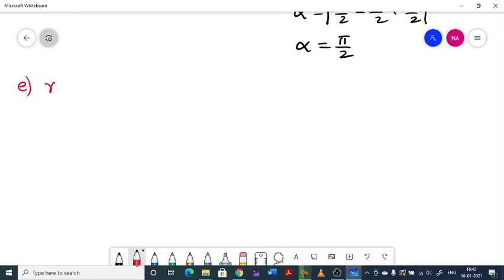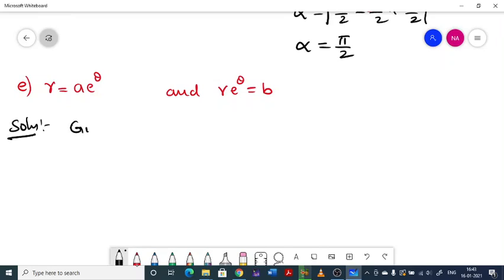r equal to a into e power theta and r into e power theta equal to b. Solution. Given r equal to a into e power theta and r into e power theta equal to b.